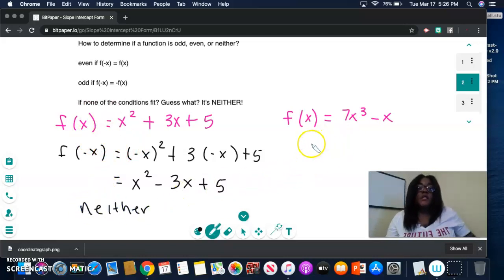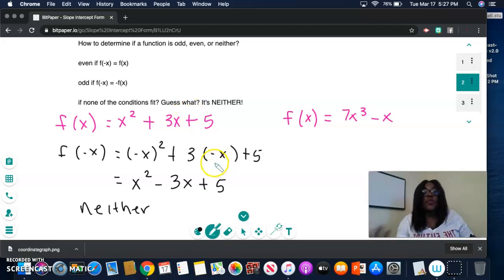Keep in mind what needs to happen for even functions is the signs all need to be the same. So if you notice, x squared was here, this is x squared, but this is positive 3x, and it's changed to negative 3x, and 5 remains positive. All signs must be the same in order for it to be an even function. So in this case, it's neither, and we'll figure out why it's not odd in a second.